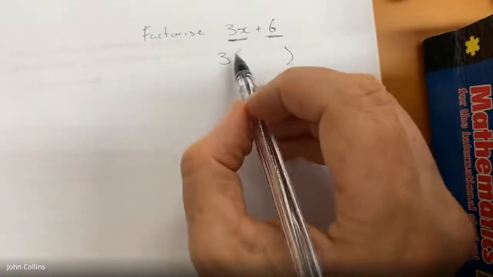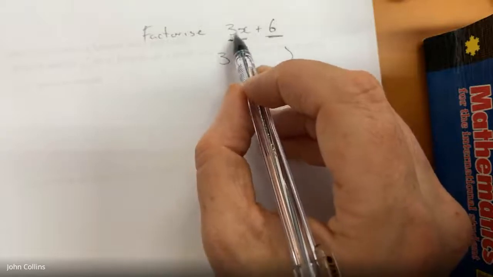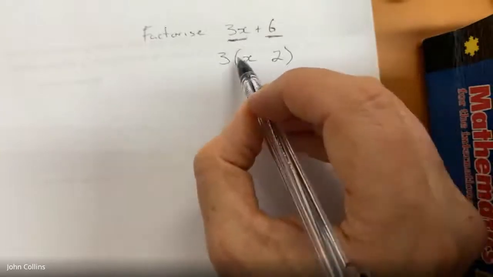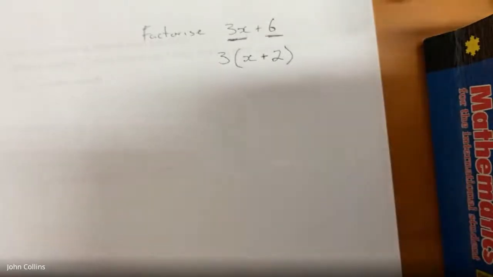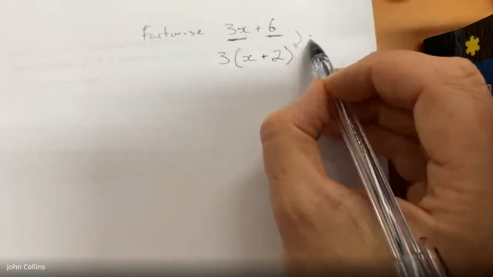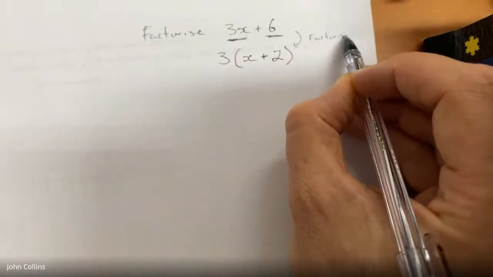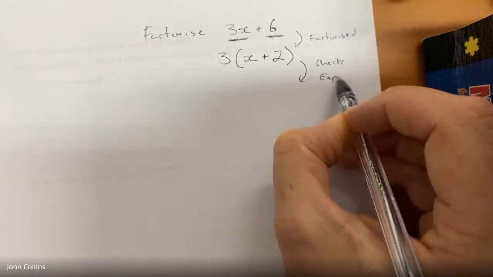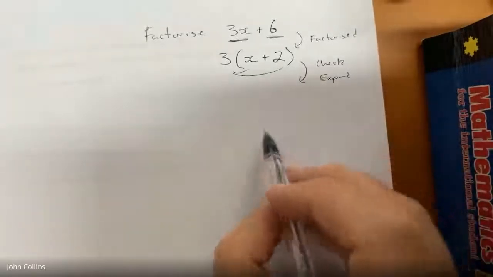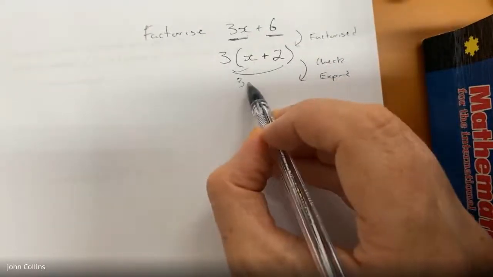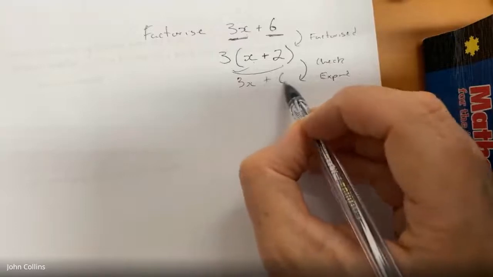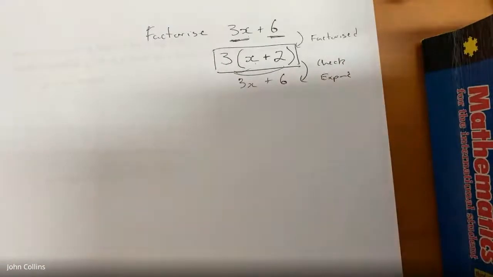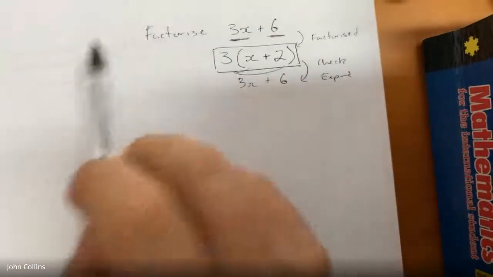Well, it's like division, I suppose. Dividing 3x by 3 leaves x. Dividing 6 by 3 leaves 2. Still plus. That is this, factorized. How do I check? Well, I can expand. If I multiply again, I should get the same thing back. 3 times x gives 3x, and 3 times 2 gives 6. So it is the same thing. But this is the answer. That's it factorized. And that was my answer from up above.